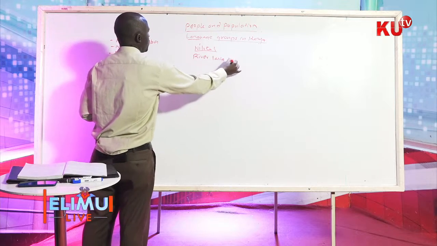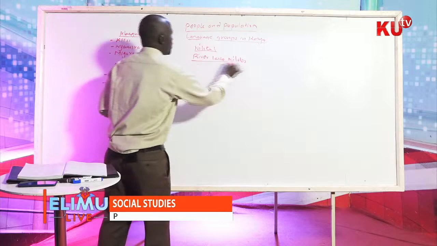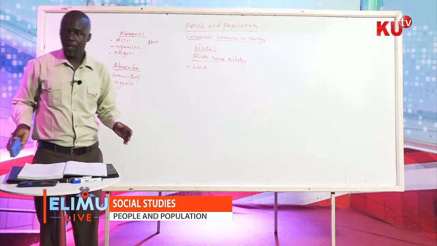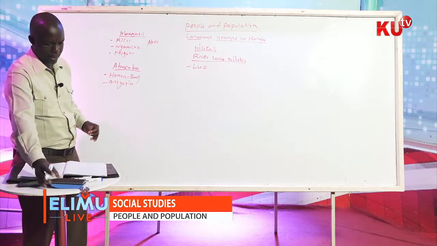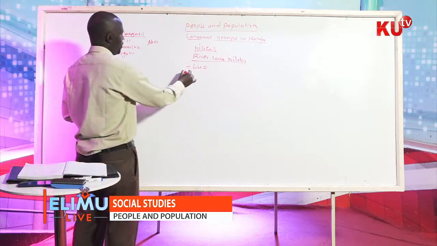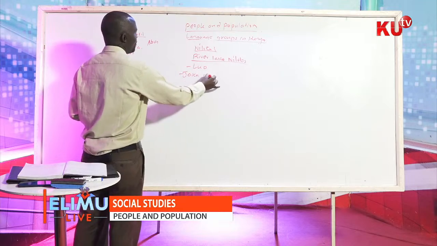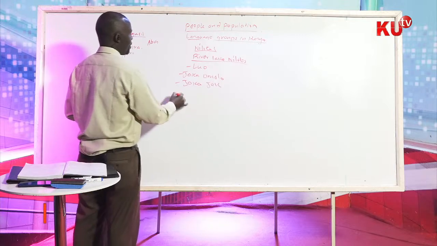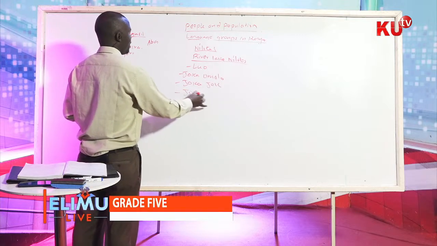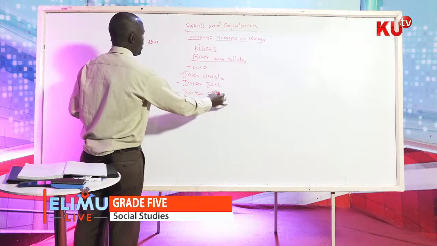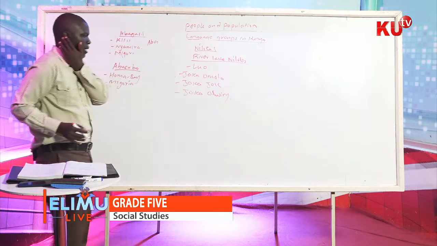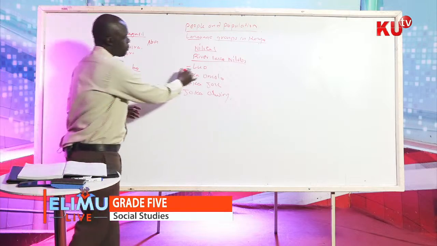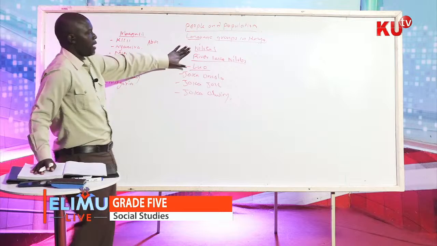The River Lake Nilotes. So the River Lake Nilotes in Kenya, we only have one community, that's the Luo, whereby we know the clans that make up this Luo, where we have the Joka Omolo, Joka Jok, then we have Joka Owin. Yes, so those are the sub-clans of the Luo people, and these are now the River Lake Nilotes in Kenya.